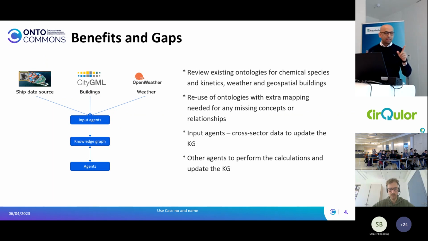Based on Joanna's questions, or Joanna and Monica's questions, I've put the points on the right. So it's in terms of benefits and gaps, review of existing ontologies. We have reused most of the ontologies that are published in the public domain, in journal publications in this case. Any missing concepts, unfortunately, have been done manually here for the sake of, I would say, demonstrating progress. The input agents are key because they really update the knowledge graph.